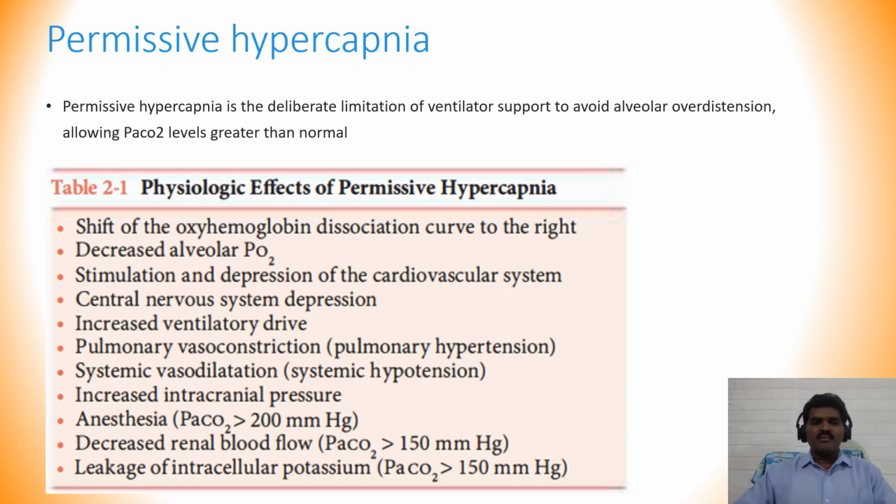Patient can become anesthetized when PCO2 level is more than 200 millimeters of mercury. Decreased renal blood flow will ensue when PaCO2 is greater than 150 millimeters of mercury, and leakage of intracellular potassium will result when PaCO2 exceeds 150 millimeters of mercury. Up to a PaCO2 of 100 millimeters of mercury, there will not be any discernible physiological changes. So you can allow up to 100 millimeters of mercury of PaCO2 when you are aiming at permissive hypercapnia.